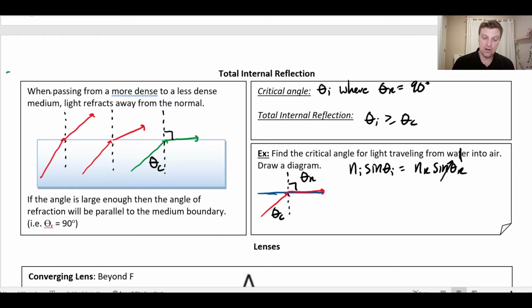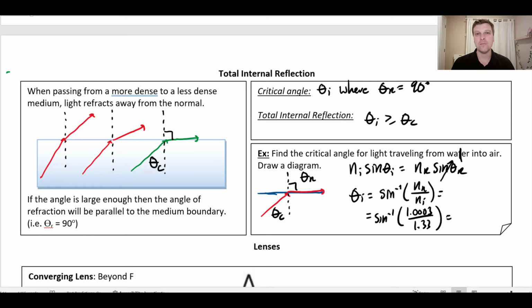And so to solve for my critical angle, theta_i is just going to equal inverse sine of n_r over n_i, which is inverse sine of air, 1.003, over water, 1.33. And this gives me a critical angle of right around 50 degrees. Okay, so any angle beyond that, we're going to get total internal reflection.